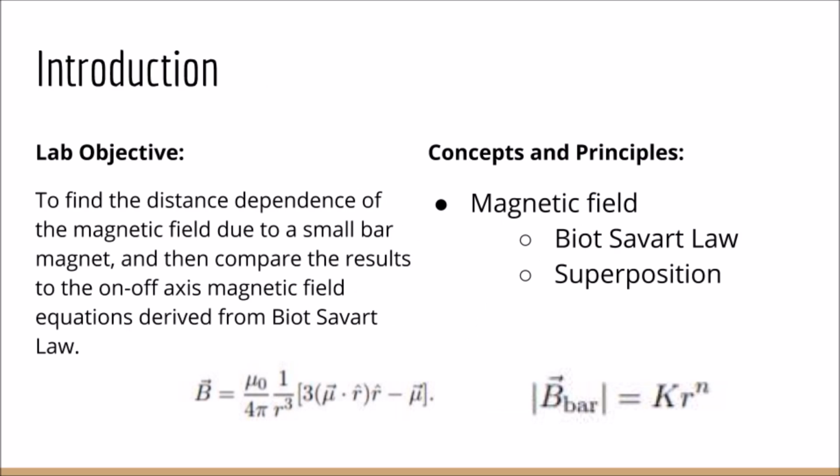The overall objective of this lab was to 1. Find and calculate the distance-dependent exponent of a bar magnet as well as its magnetic dipole, and 2. Use GlowScript to visualize and compare the calculated perpendicular magnetic field with the coded magnetic field.